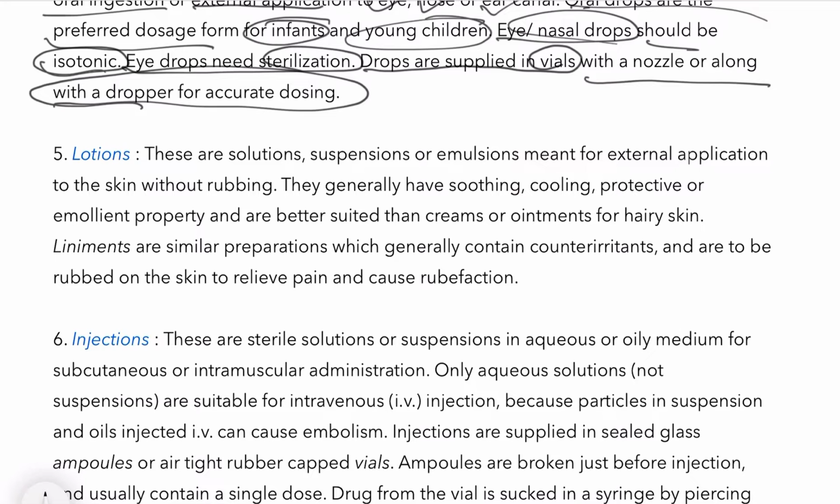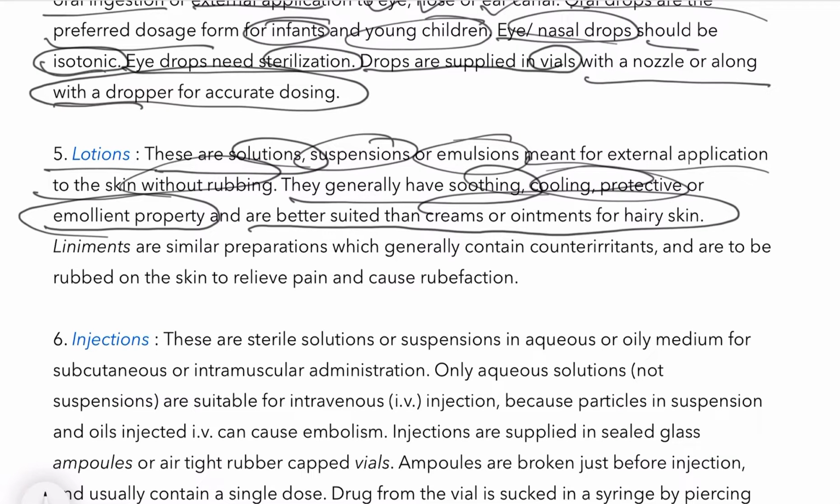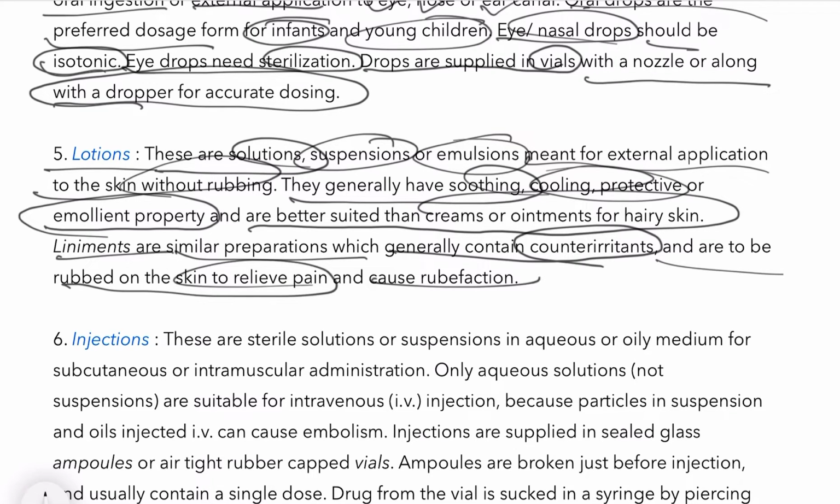Now you will see one difference for the lotions. These are solutions, suspensions, emulsions. All three of these categories come in the lotions meant for external application to the skin without rubbing. They generally have soothing, cooling, protective or emollient properties. Emollient property means soothing property, and lotions are better suited than cream or ointment for hairy skin. Liniments are similar preparations which generally contain counter irritants, meaning that if one part is given irritation, it avoids the pain, and they are to be rubbed on the skin to relieve pain and cause rubefaction. Rubefaction is the redness of skin.